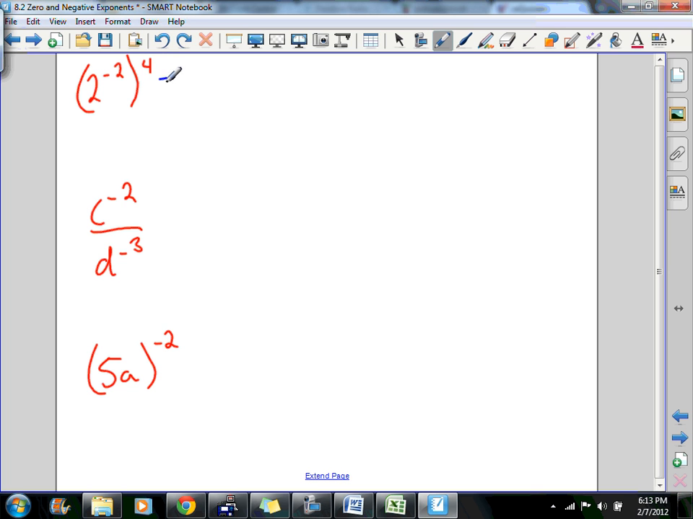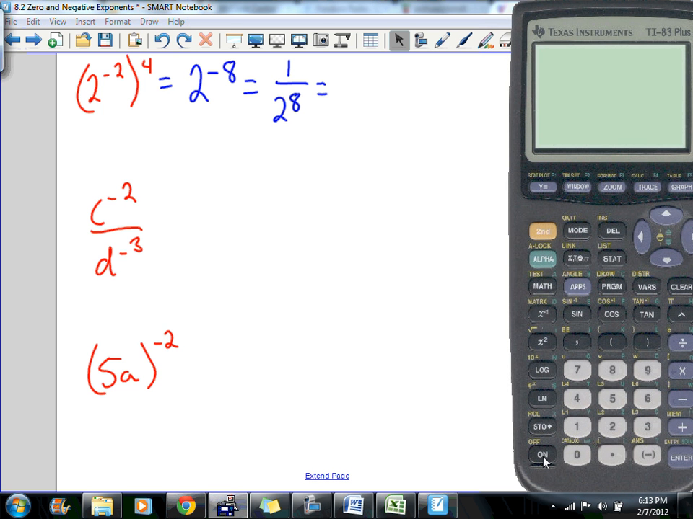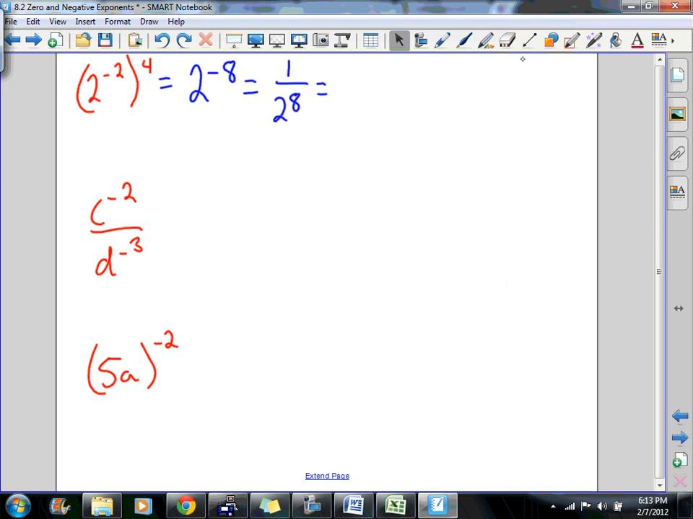Negative 2 times 4 is going to give us 2 raised to the negative 8, which gives us 1 over 2 to the 8th. 2 to the 8th would be 4 times 4 times 4 times 4, which would be 16 times 16, and I can't quite do that one in my head. It's a little too big. So I would take my calculator out, and 2 to the 8th gives me 256. So our answer is 1 over 256.